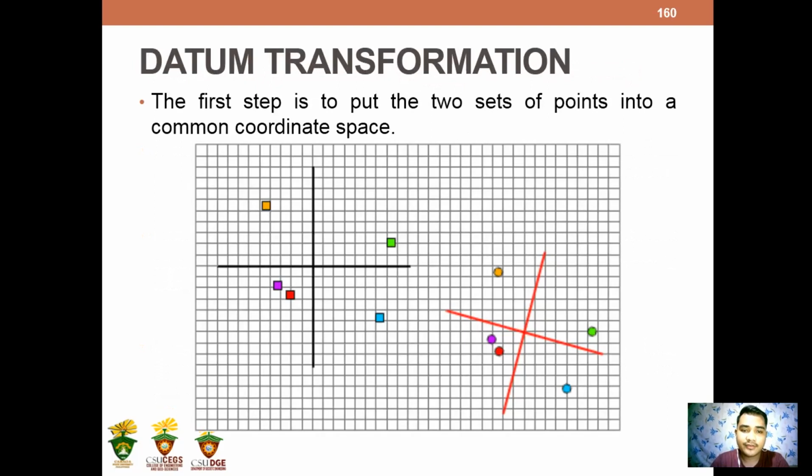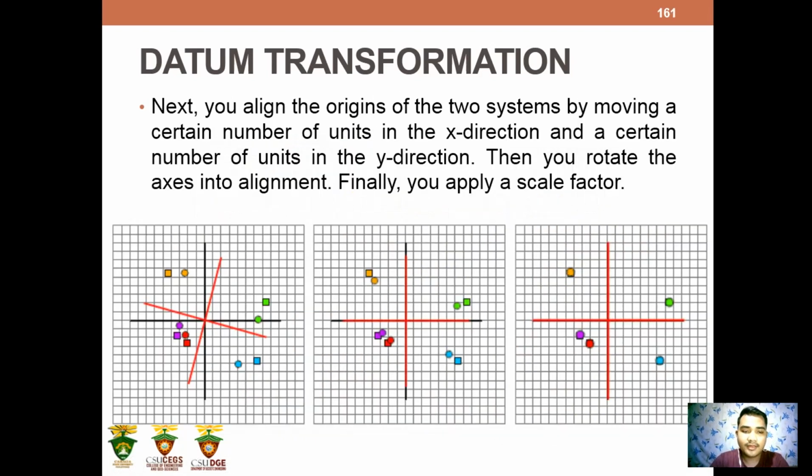So the first step daw for datum transformation is to put two sets of points into common coordinate space. Like for example, mao nila ang common coordinates kaning grid no. So, na isa ka datum kani no? And another datum is kani. So ato siya ibutang sa isa ka place nga pwede na to sila i-align no? Then next is we need to align them no? The origin. First is we need to align the origin of two systems by moving a certain number of units in an x direction and a certain number of units in y direction. Then we're going to rotate the axis into alignment.